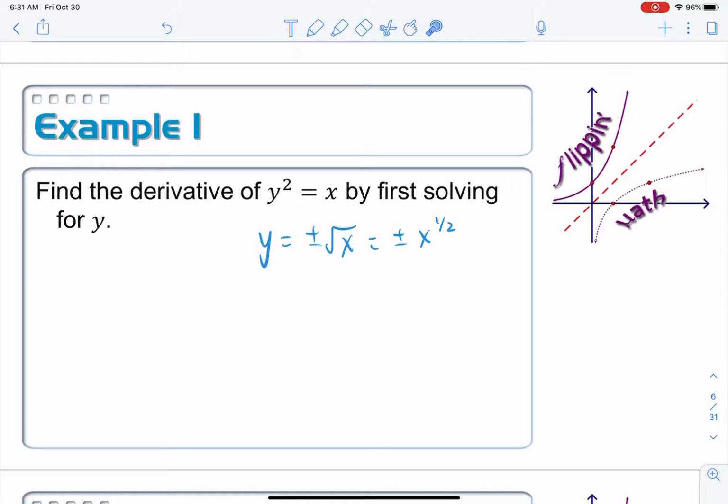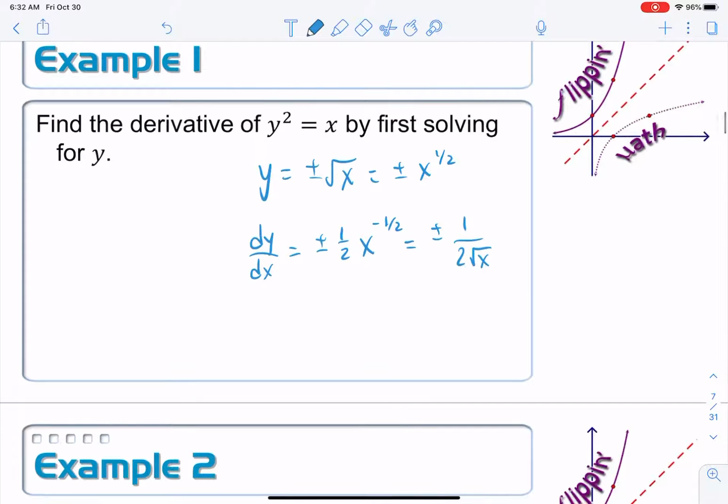Okay, so watch. I'm going to write dy dx, or y prime if you prefer, is equal to, let's leapfrog that power down, plus or minus 1/2 x to the, subtract 1 from that, negative 1/2. All right, and then rewrite stuff with positive exponents. That will be plus or minus 1 over 2 square root of x. So once again, we do actually have two derivatives. We've got y prime is equal to positive 1 over 2 square root of x.